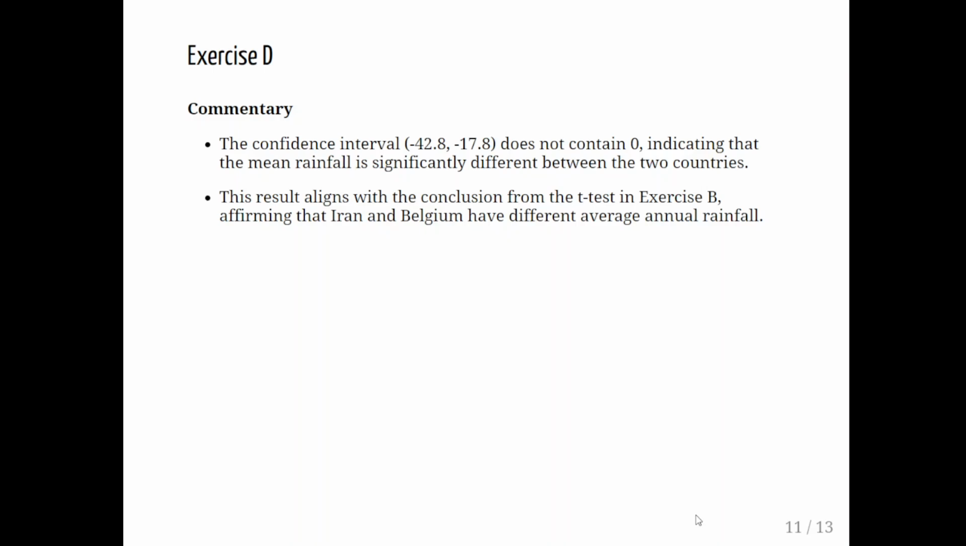So wrap it up. The confidence interval, minus 42.8 to minus 17.8, does not contain 0. So this indicates that the mean rainfall is significantly different between the two countries in this time period. The result aligns with the conclusion of the t-test in exercise B, affirming that Iran and Belgium have significantly different data with regard to rainfall. Significantly different average rainfall, I should say. Right, okay, we'll leave it there.